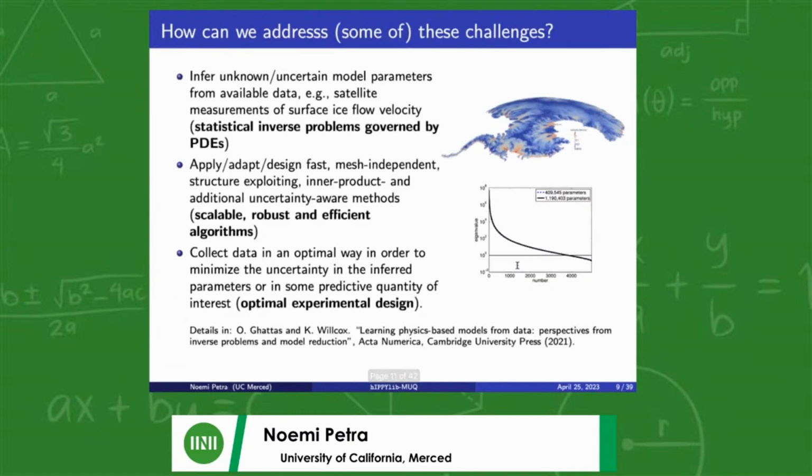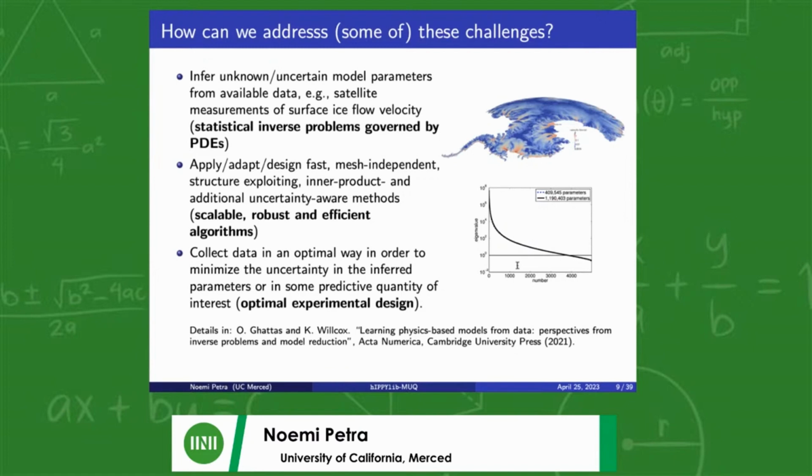Okay, so how can we address some of these challenges? We infer unknown uncertain model parameters from available data. So this is goal number one. Again, the challenge with this is that it's a high dimensional problem. We need to solve the forward problem many times.